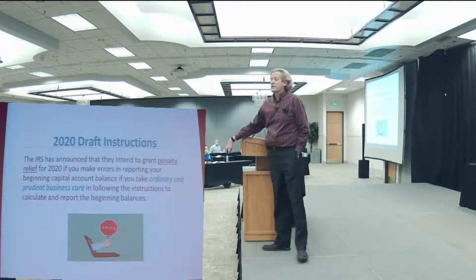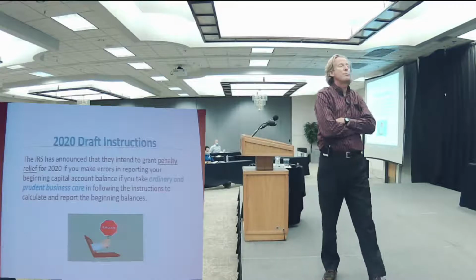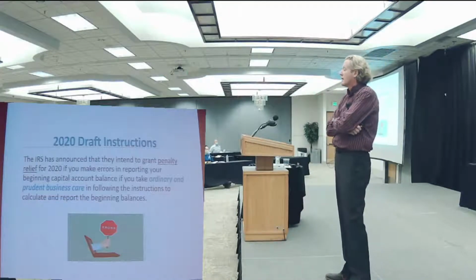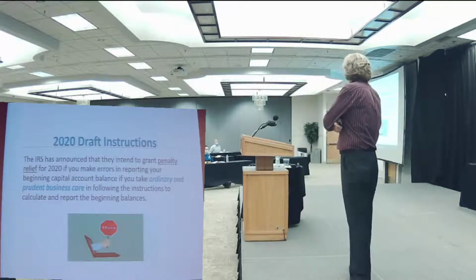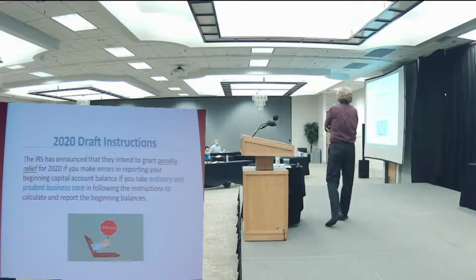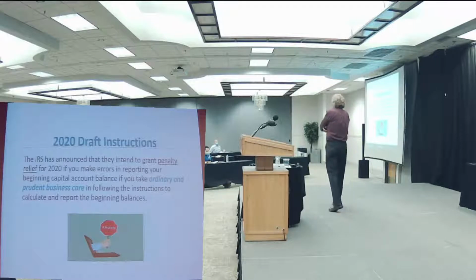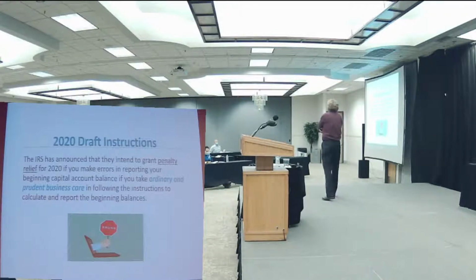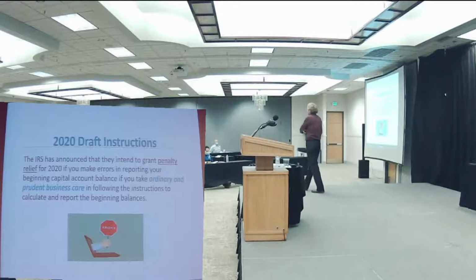Now, the IRS has announced that they intend to give you penalty relief for 2020 as long as you exercise ordinary and prudent business care in following one of their methods to calculate and report beginning tax basis capital accounts. So if we can get through this ordinary and prudent business thing, then this issue is done and we just roll forward from here and call it good enough.